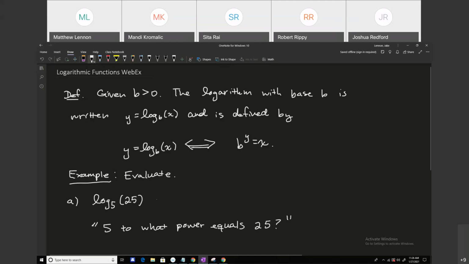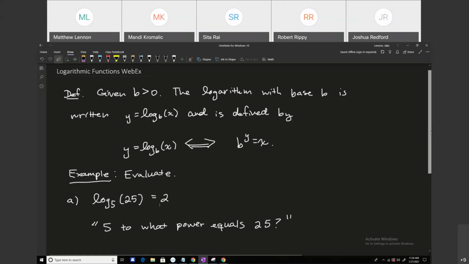So in this case, we can answer that question. It's 2. 5 to the second power is 25. So that's what the logarithm evaluates to. There's many where it would be hard, like if you had log base 5 of 7, you're not going to know what that is. Because you would know it's between 1 and 2, because 5 to the first is 5 and 5 to the second is 25. But to get an exact answer, you're going to need probably a calculator.